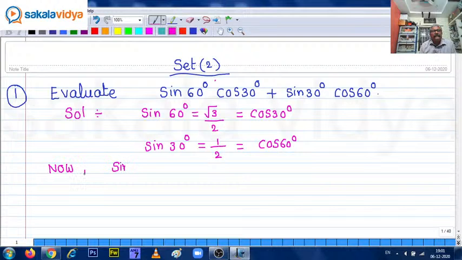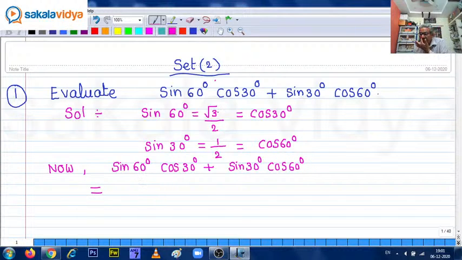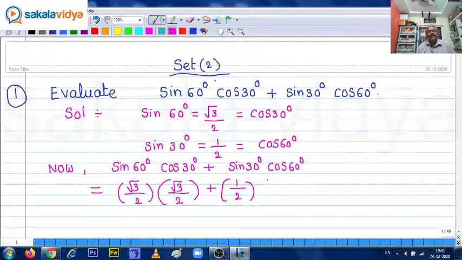So now sine 60 degrees multiplied by cos 30 plus sine 30 degrees multiplied by cos 60 degrees. This equals sine 60 is root 3 by 2, multiplied with cos 30 which is root 3 by 2, plus sine 30 is 1 upon 2, cos 60 is 1 upon 2. So let us simplify.